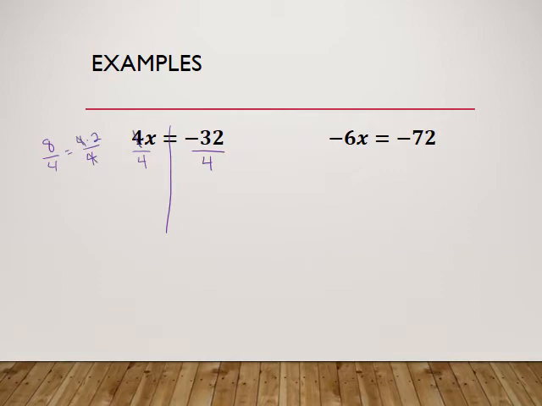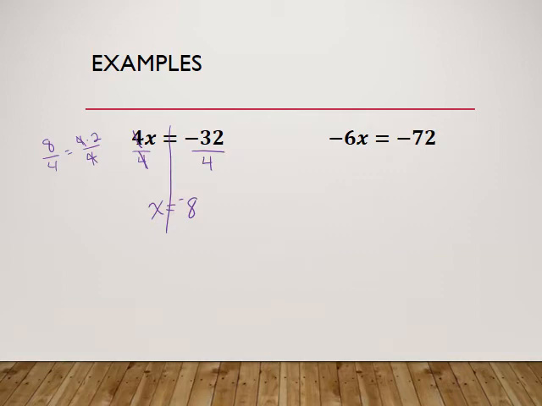So the same thing happens over here. I cancel those 4's out, and I'm left with just x, which equals negative 32 divided by 4 equals 8. And because I have different signs, it's actually a negative 8. So x equals negative 8.